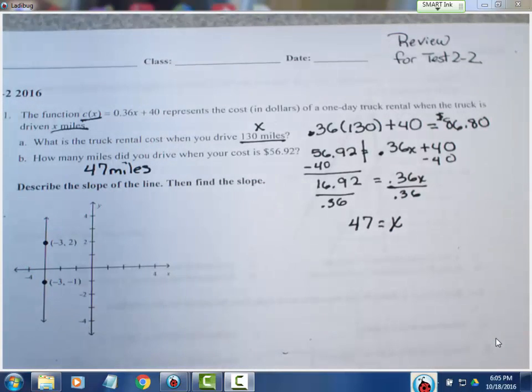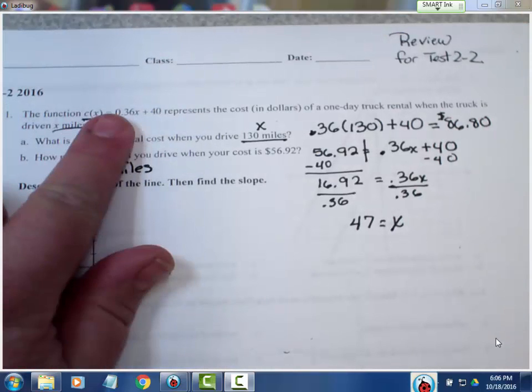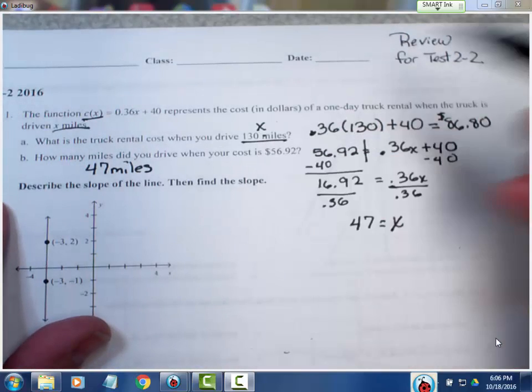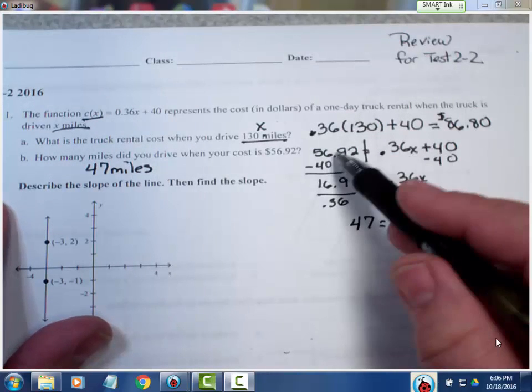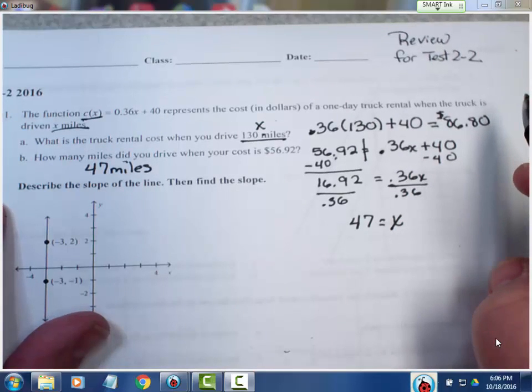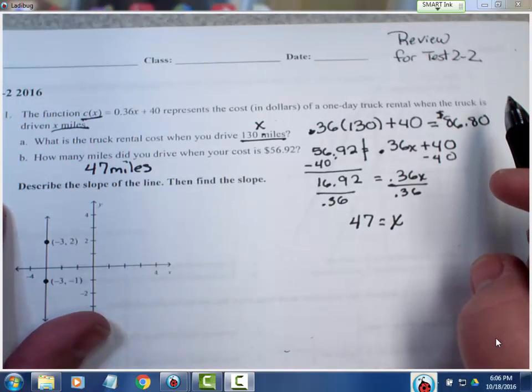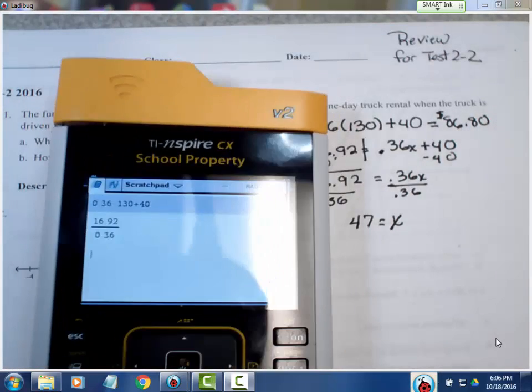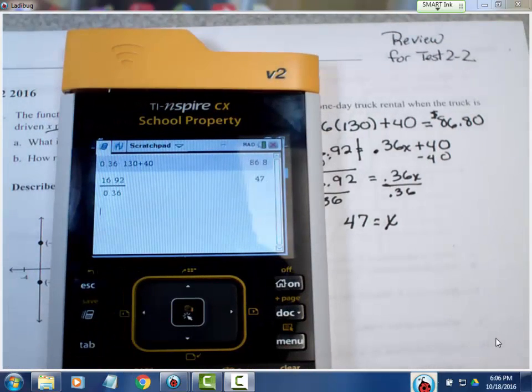Now there is another way to do this. You can use your calculator and put the function in the graphing portion, and then you could trace along the graph looking for x to be 130 and y to be 56.92. It's a little bit trickier, but you could definitely do it that way. I'm going to see if my calculator will show up here on the screen for you. I think it'll be okay.